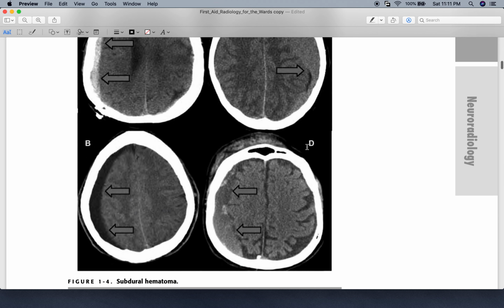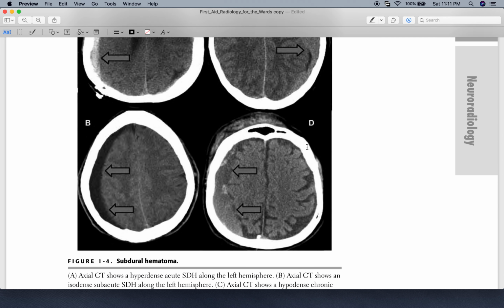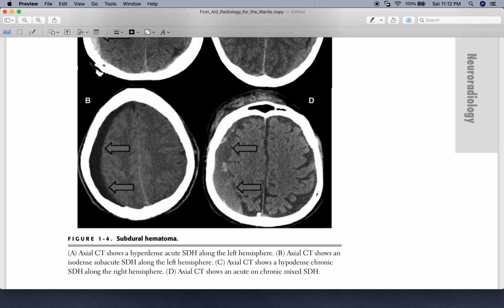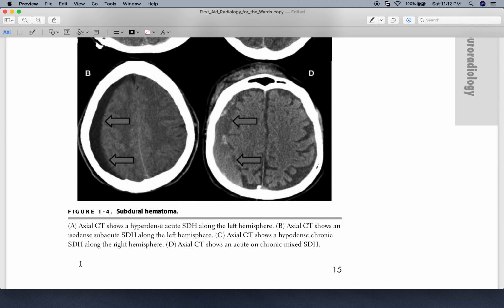And the next point, here we have D. In D, in this area, we can see that there are areas with mixed attenuations. So some of them have low attenuation, a little bit of them have high attenuation. Okay, so we are going to explain that now. So let's read what's written here to understand more.